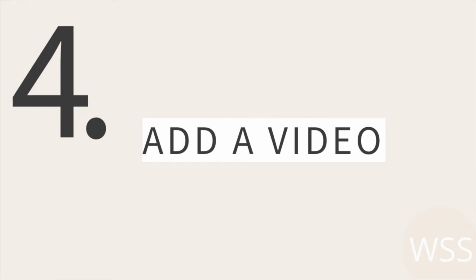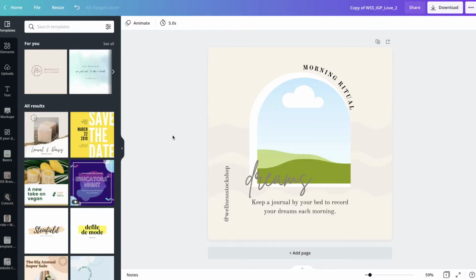Number 4, add video. So this is really cool because Canva makes it really simple to add any sort of video to any of your Canva templates that have an image placeholder like this one. So again, this is a Wellness Stock Shop template, and this is an image placeholder, so I could add a stagnant image. However, I can also add a little video clip. So let me show you over here.